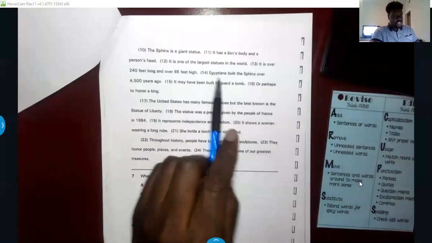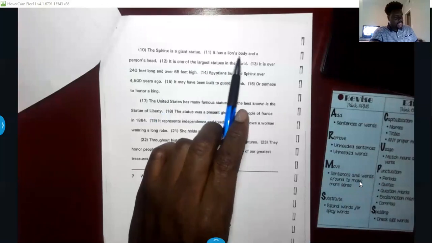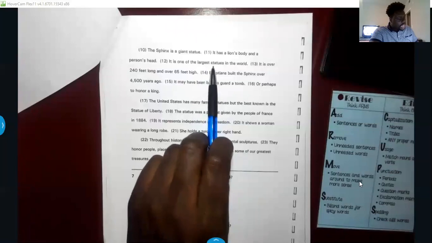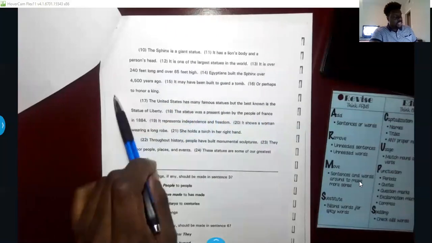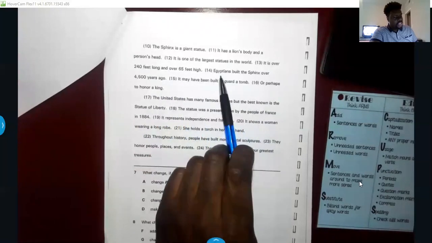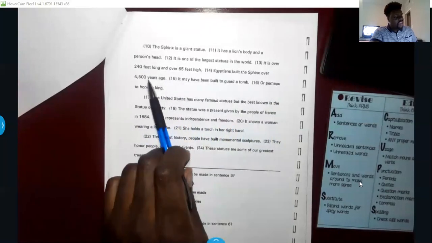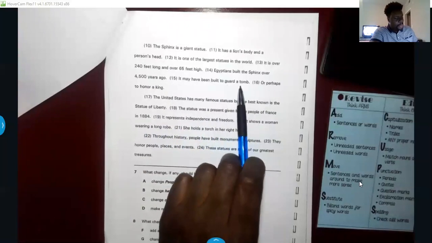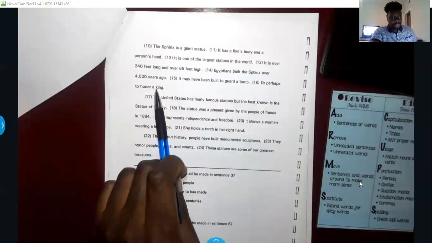The Sphinx is a giant statue. It has a lion's body and a person's head. It is the largest statue in the world, one of the largest statues in the world. It is over 240 feet long and over 65 feet high. Egyptians built the Sphinx over 4,500 years. It may have been built to guard a tomb, or perhaps to honor a king.